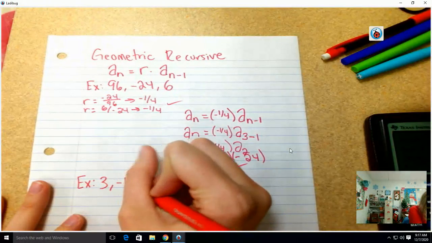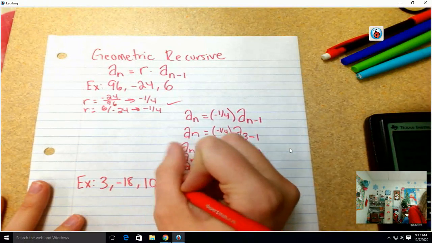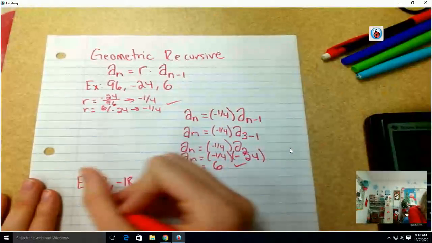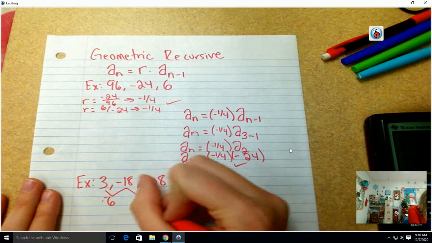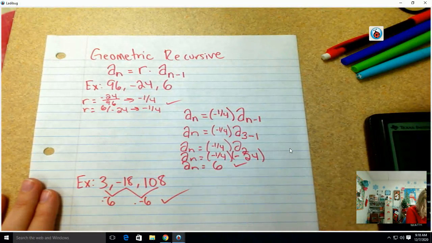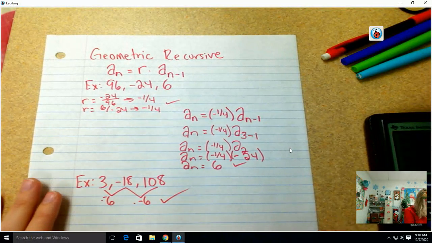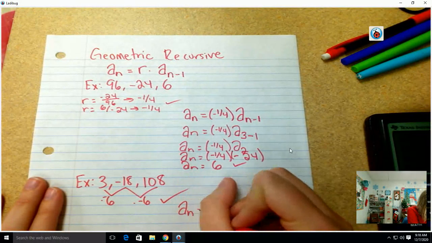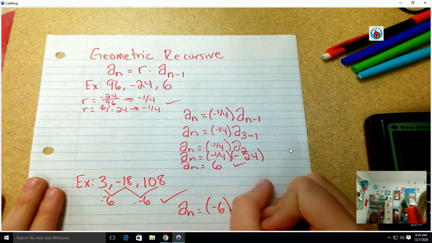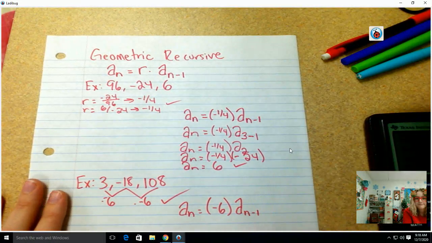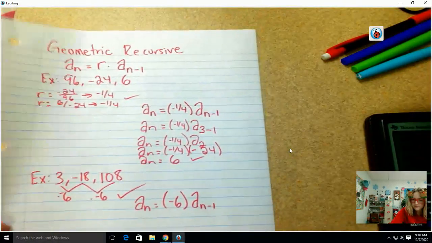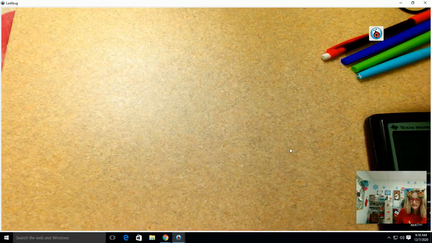So for another example, if I have 3, negative 18, and 108, I'm going to find my ratio. So I'm going to be multiplying by negative 6 here and multiplying by negative 6 here. So that means my common ratio is negative 6. So my equation is going to be a sub n equals, put that negative 6 in parentheses, and then a sub n minus 1. Not too bad.